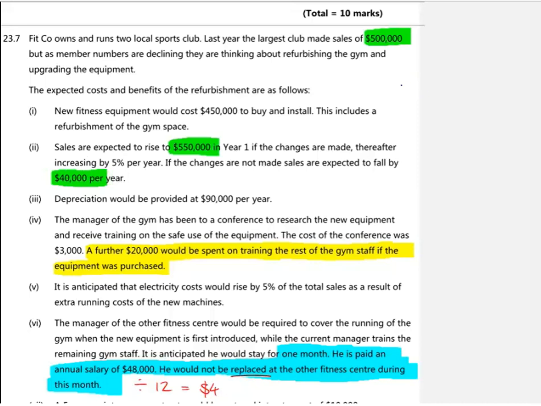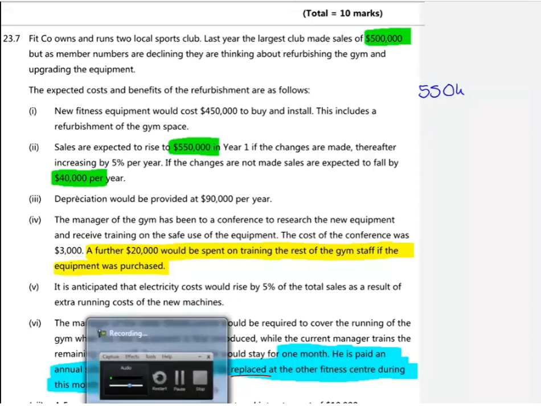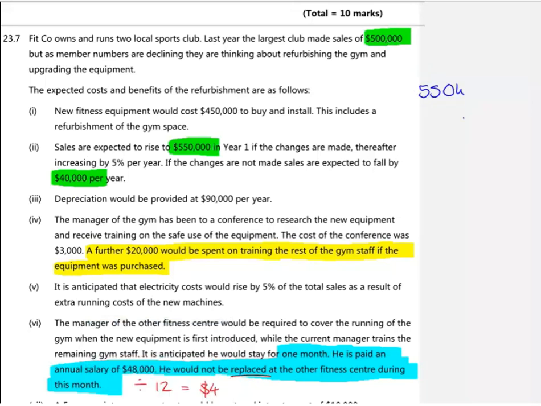With the new equipment, we'll be looking at 550,000, and without it, it'll be 500 less a decrease of 40, so we're looking at 460. So I can see the difference between the two. The incremental sales revenue would be 90,000.